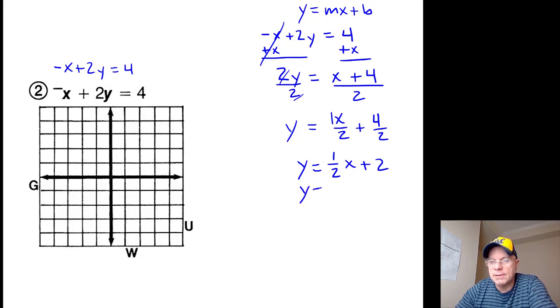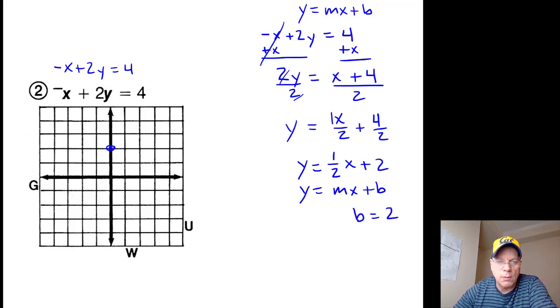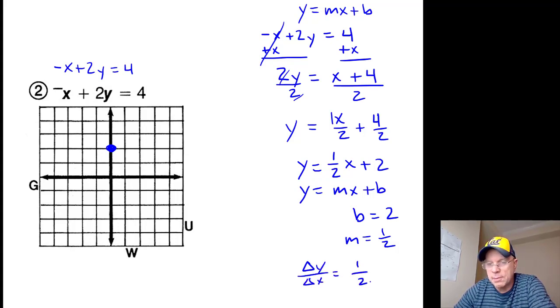So when we compare that to the general slope-intercept form, y equals mx plus b, we see that b equals positive 2. So I'll graph that y-intercept. And we see that m equals 1/2. So delta y over delta x equals positive 1 over positive 2. So up 1 for delta y of positive 1 and right 2 for delta x of positive 2. And that line will go through point G, I guess.